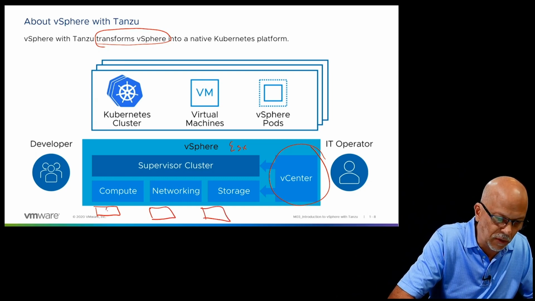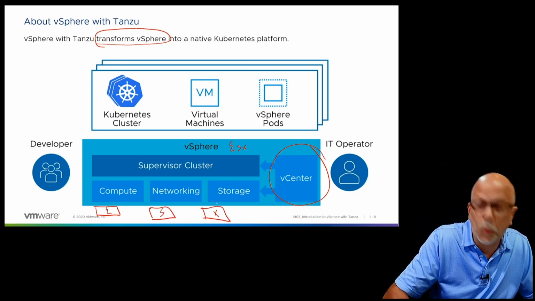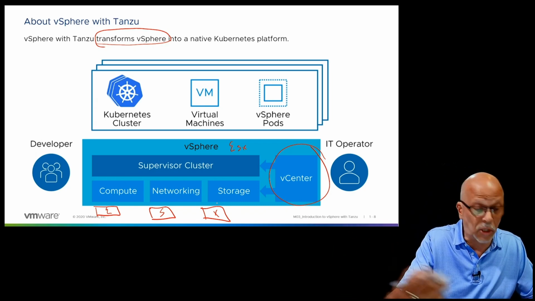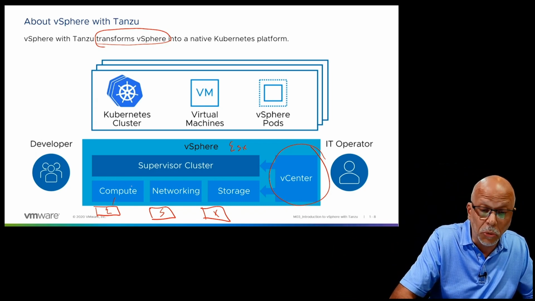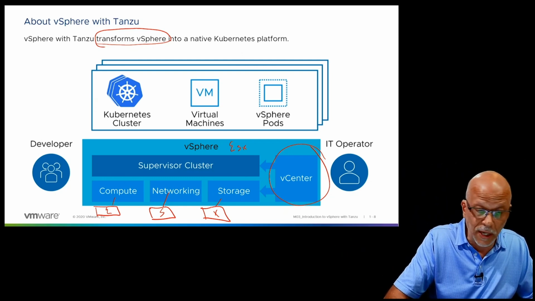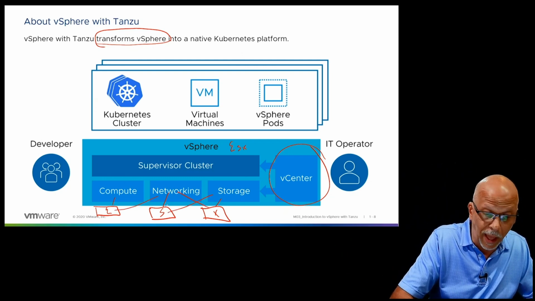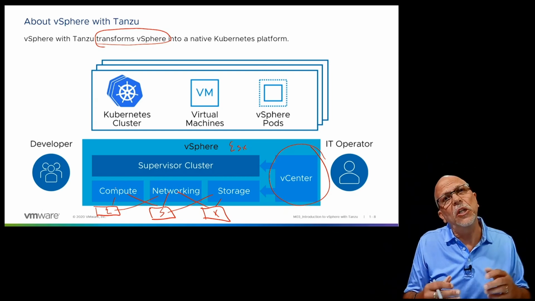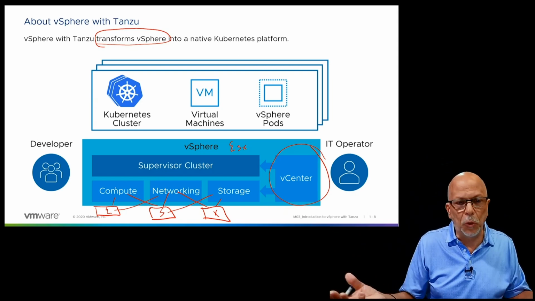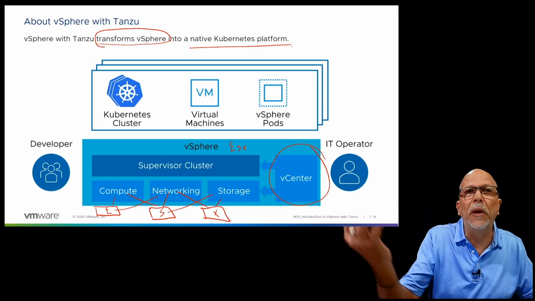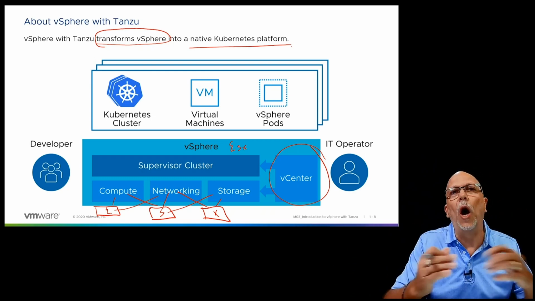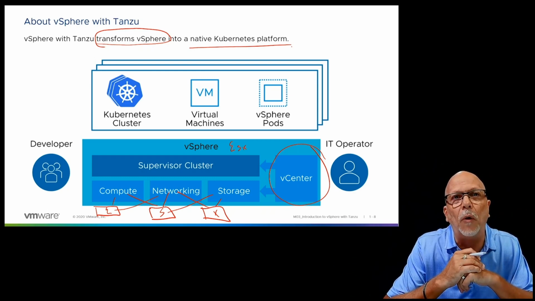Right? Here's a series of ESX hosts. And as we know, our ESX hosts are capable of doing compute. They're capable of doing networking. They're capable of doing storage, right? They're all capable of doing that. And why don't we just simply turn that platform into a Kubernetes platform ready to run your containerized workloads?